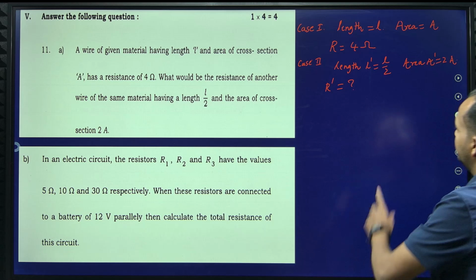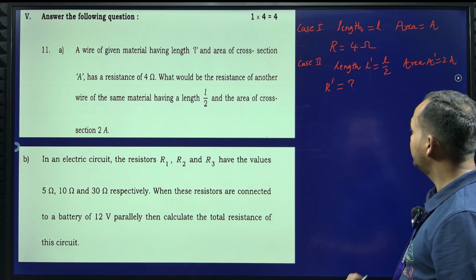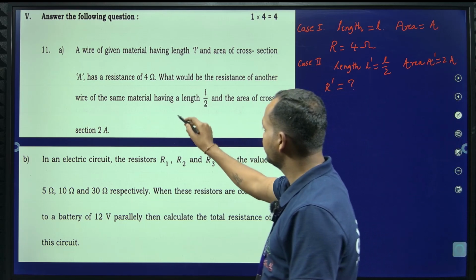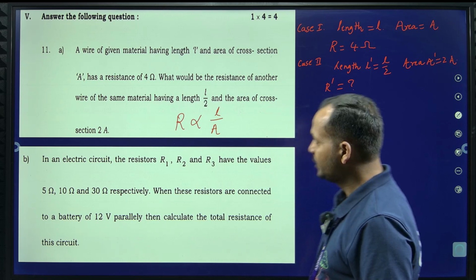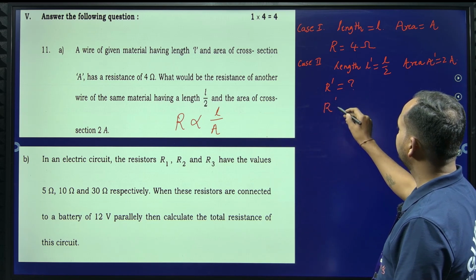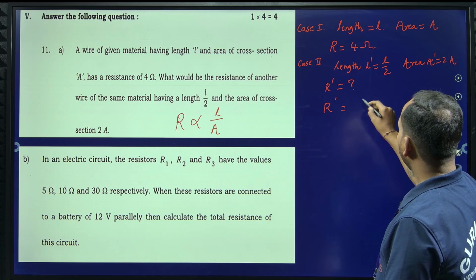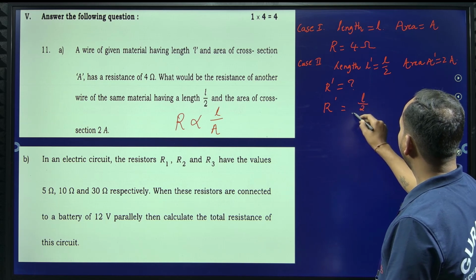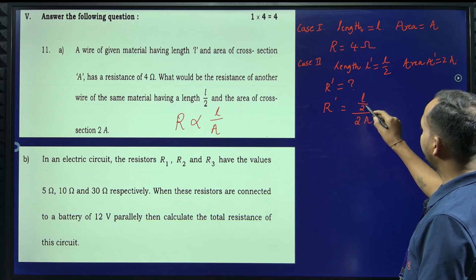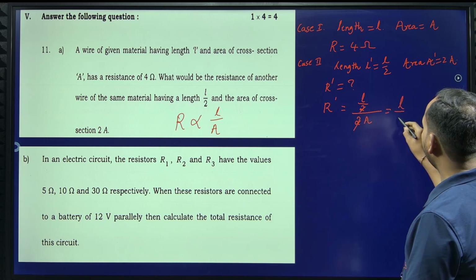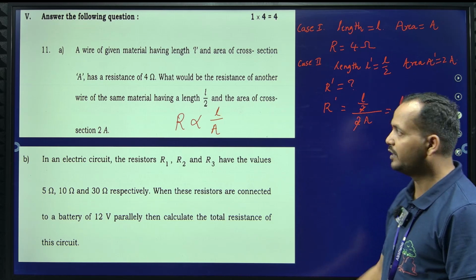Correct? Now you can check it here. What is the relation between resistance, length and area? We know resistance is directly proportional to length and inversely proportional to area. So R dash is equal to L by 2 divided by 2A. Here the 2s cancel, giving L by A, which is again R. So there is no change in the resistance of the wire; it will remain the same.